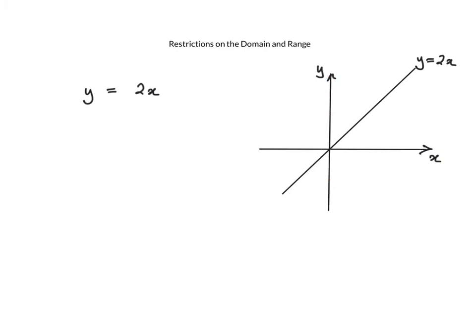Now this is only a small part of the diagram. The line will continue to extend in this direction and in this direction here. So here we have no restrictions on the domain and the range. And what would we state then? So x is a member of the set of real numbers, and y is also a member of the set of real numbers.